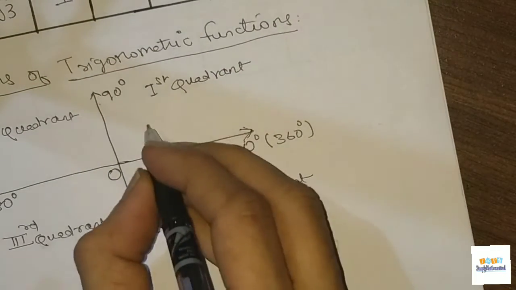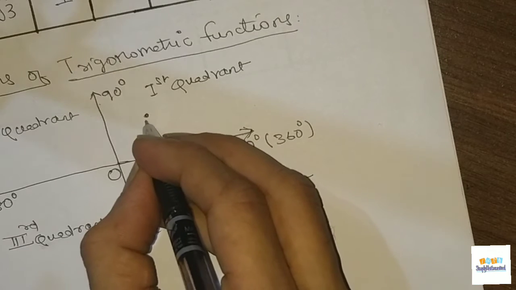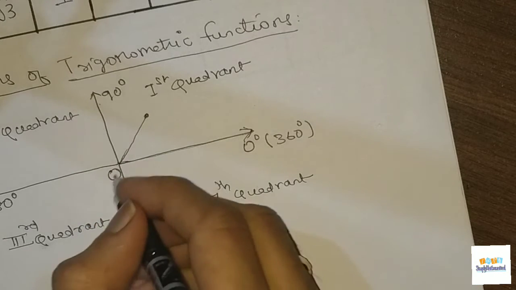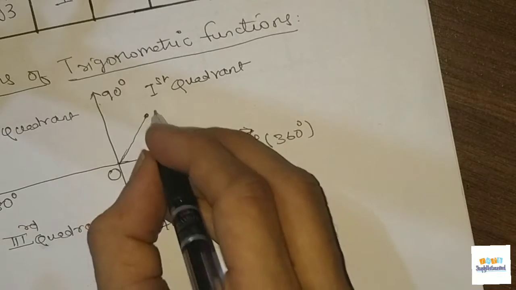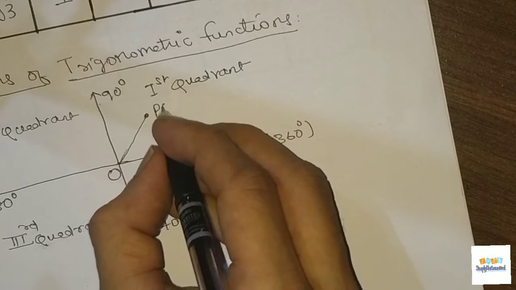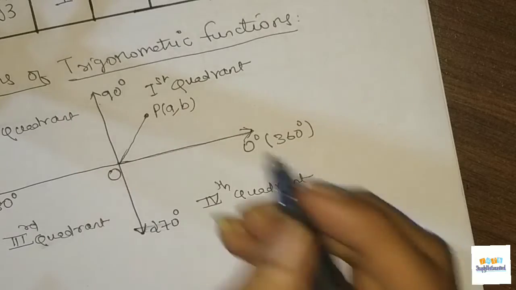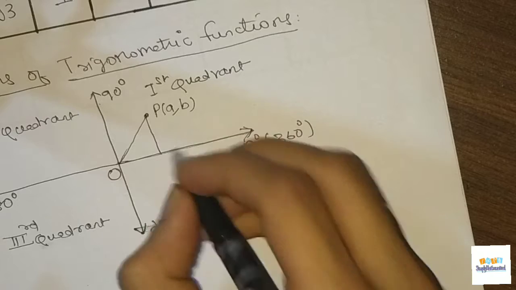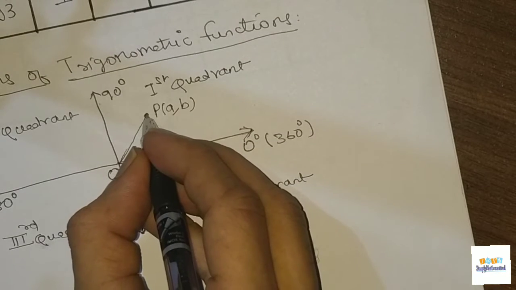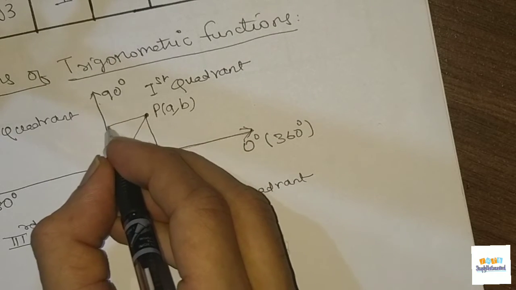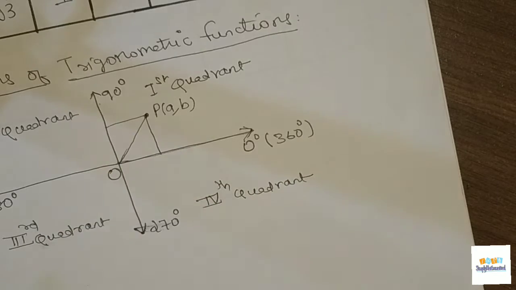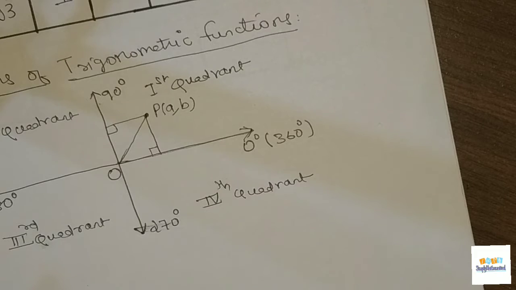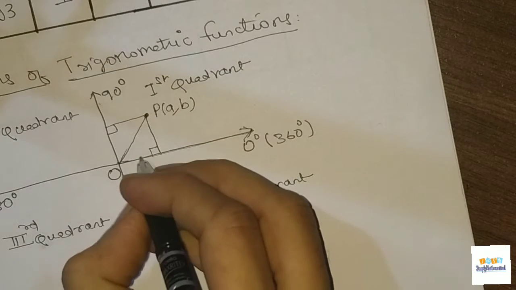Now what you do is you consider a point here, and you consider the distance of the point from this point, that is the origin, and you say that this point is (A, B). Now draw a perpendicular from the point to the x-axis and a perpendicular from the point to the y-axis, like this. This will be 90 degrees, this will be 90 degrees, so that means they are perpendicular.